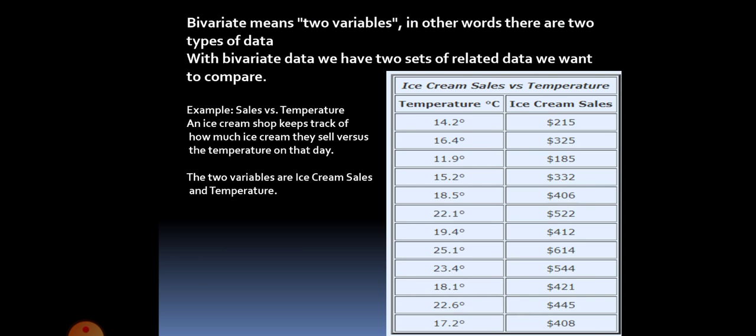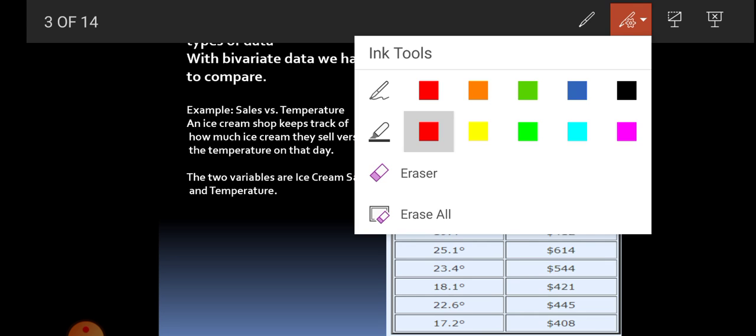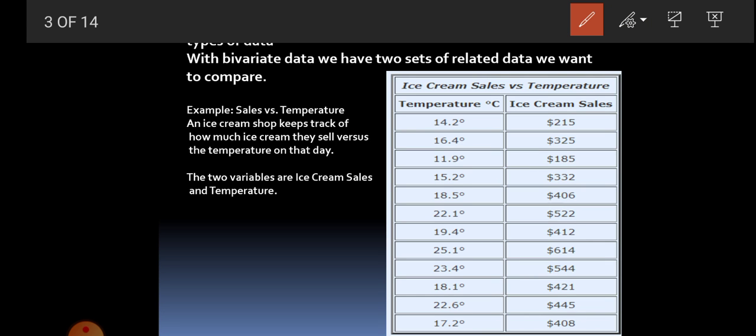Now next is bivariate. What is the meaning of bivariate? Bi means two and variate means variable. So in other words, there are two types of data. For example, here, ice cream sales versus temperature. Two kinds of data are there, temperature and sales. You know that as temperature is increasing, the demand for ice cream is also increasing, and as temperature is decreasing, the demand for ice cream is also decreasing.